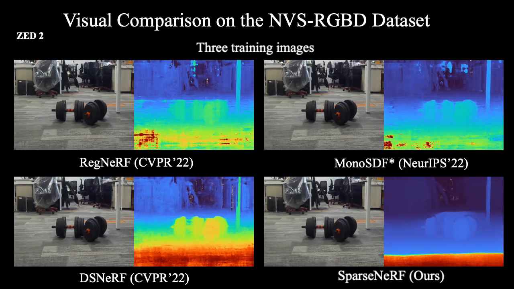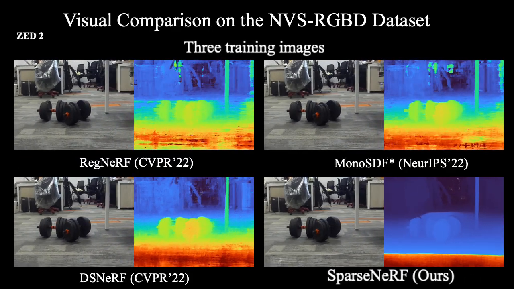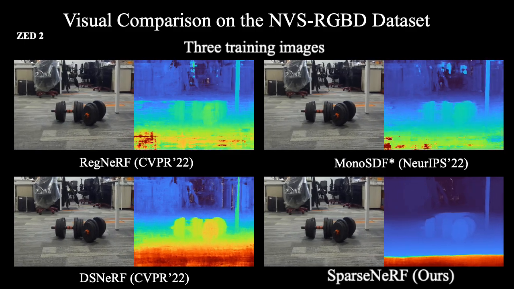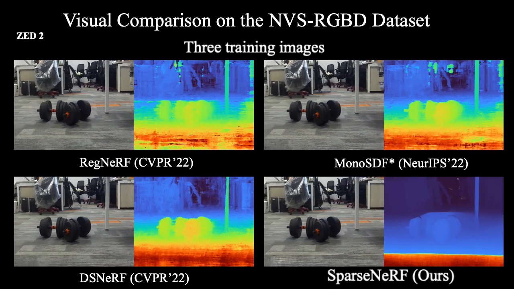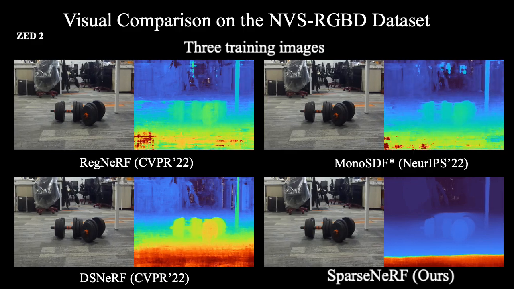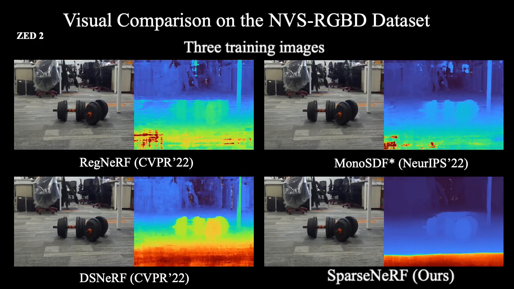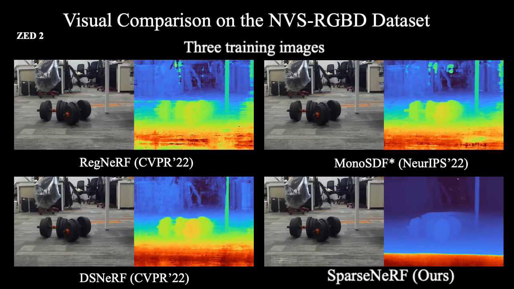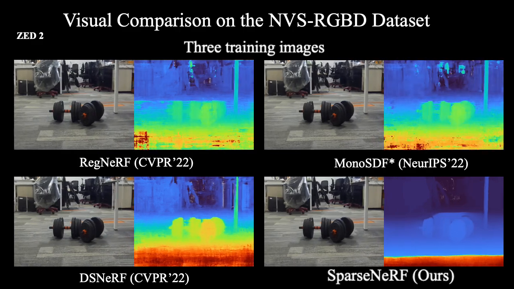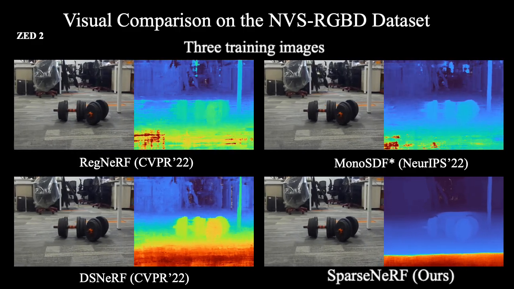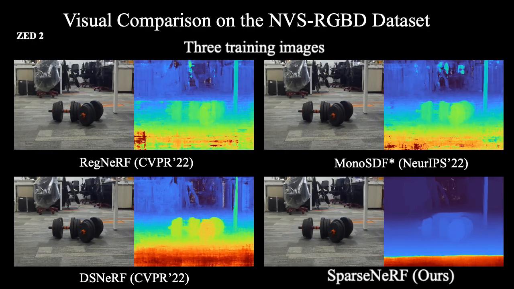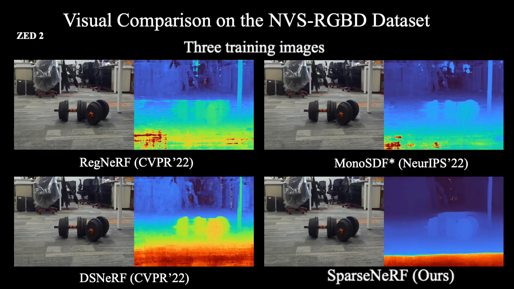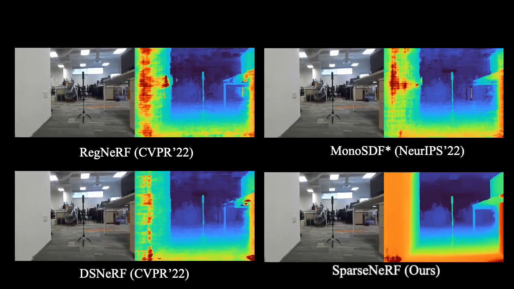We then compare with regular NeRF on the new NVSRGBD dataset. We first consider the Z2 depth sensor. We compare three methods, including regular NeRF, MonoSDF, and DS-NeRF. Among them, MonoSDF is originally designed for surface reconstruction. We implement MonoSDF for NeRF. We can see that our SparseNeRF yields better performance for novel view synthesis. We visualize more scenes.